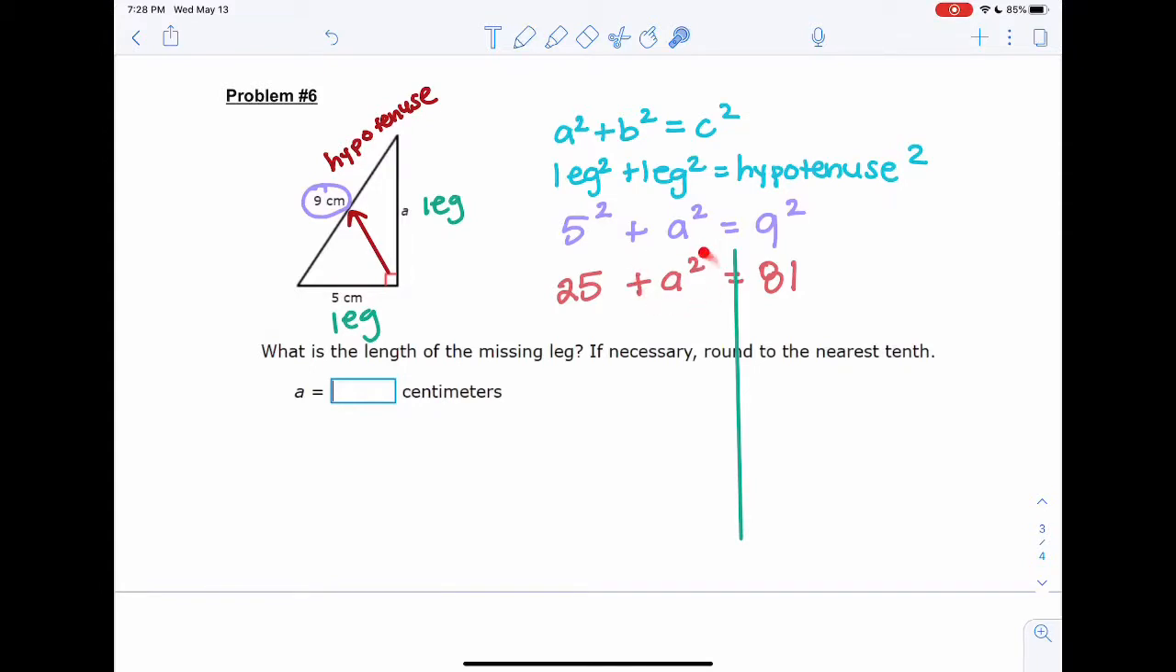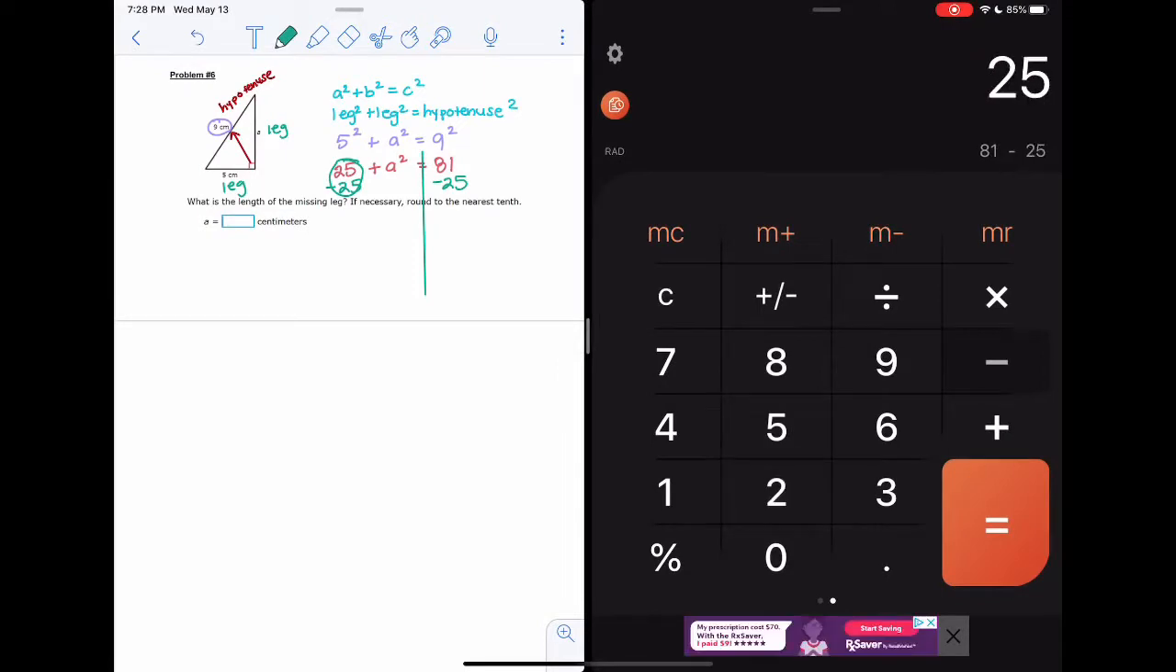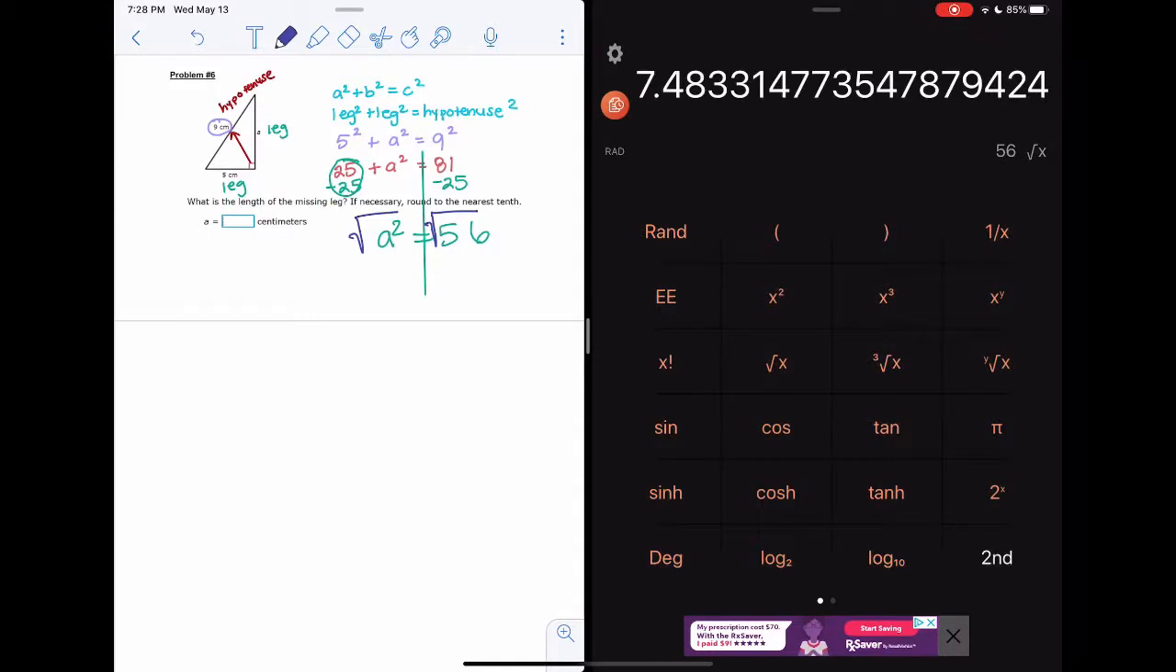And now I need to get the a by itself. So to get my a squared by itself, I need to get rid of this 25. How do I get rid of this 25? Yep, subtract both sides by 25. I get 0 here. 81 minus 25, so 81 minus 25. I get 56, so I get a squared equals 56. And now I need to take the square root of both sides. So the square root of 56 is 7.483 and so on.